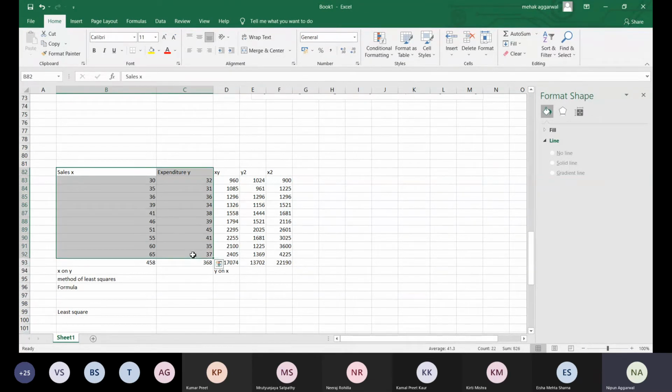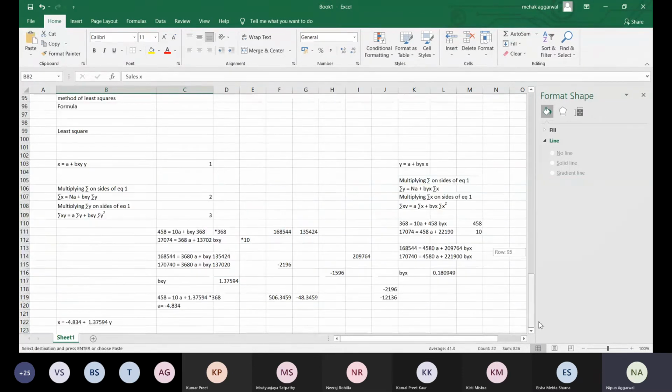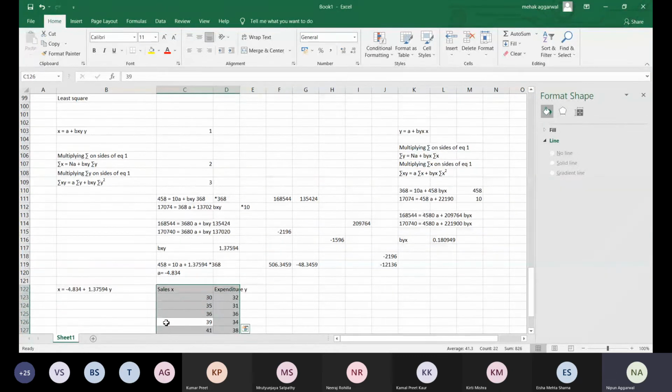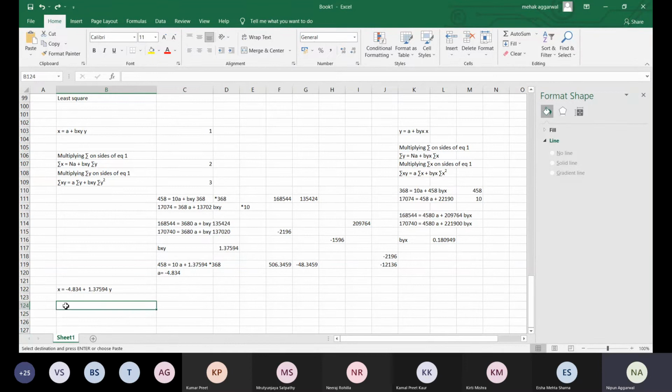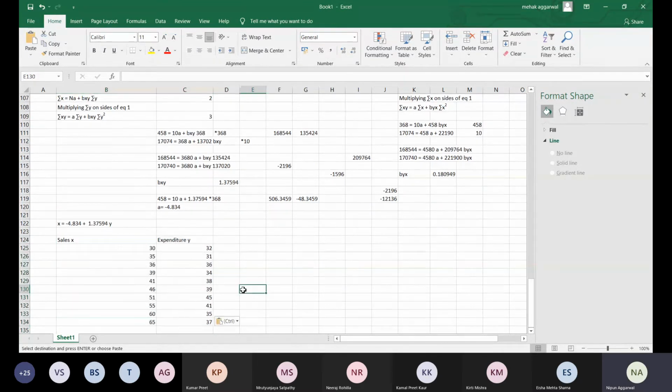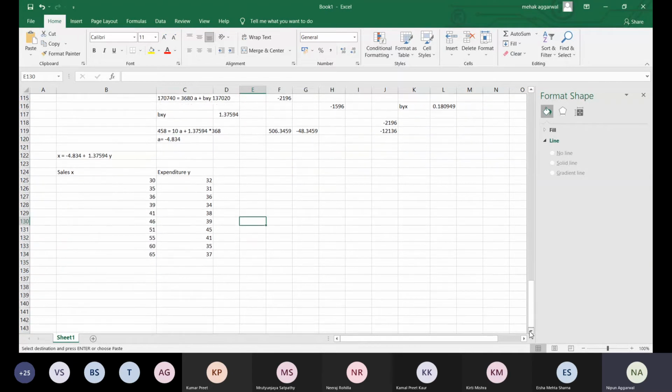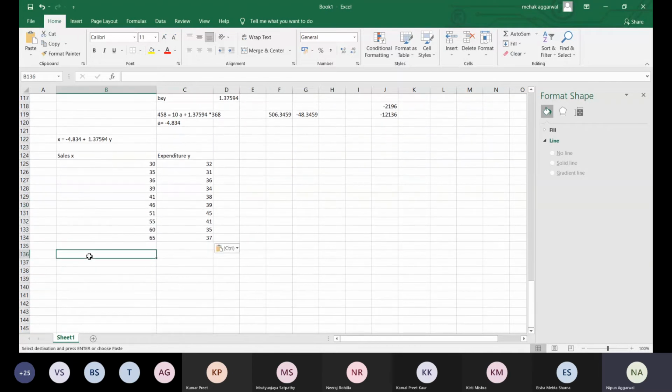So this is the data now. So we will take the same data and we'll check for the, so suppose this will be the data, sales x and expenditure y. Now we have to do with the formula method. So you have remembered the formula for correlation. It is the same formula but with slight differences.